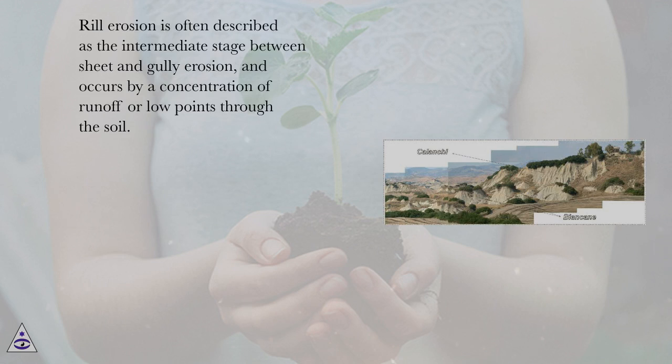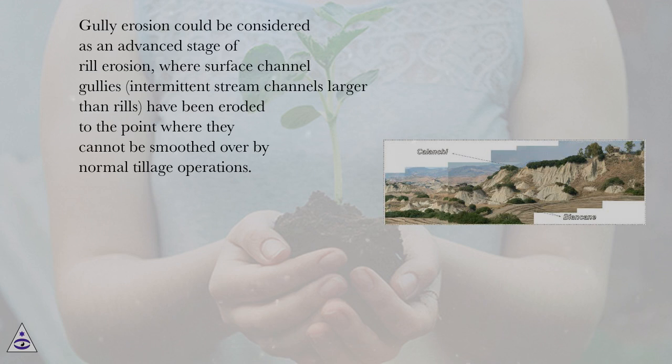Rill erosion is often described as the intermediate stage between sheet and gully erosion, and occurs by a concentration of runoff at low points through the soil. Gully erosion could be considered as an advanced stage of rill erosion, where surface channel gullies, intermittent stream channels larger than rills, have been eroded to the point where they cannot be smoothed over by normal tillage operations.